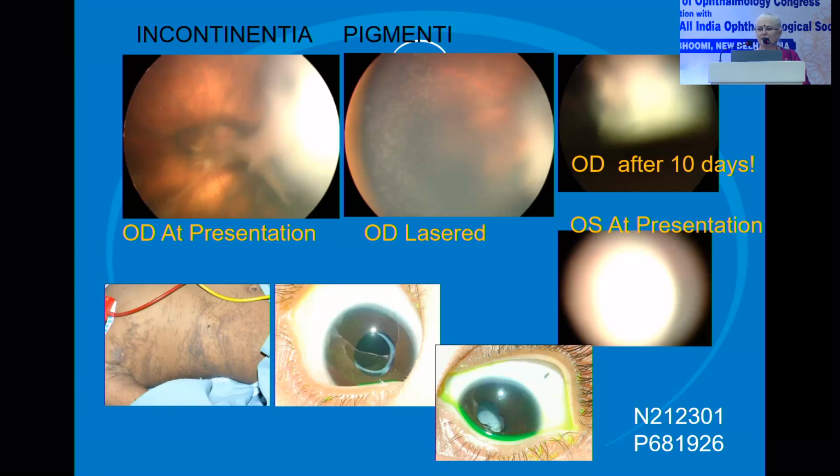Then you can have systemic disorders like incontinentia pigmentosa and so many others where you need to do the screening, and they can have subtle changes, and they need laser very early.